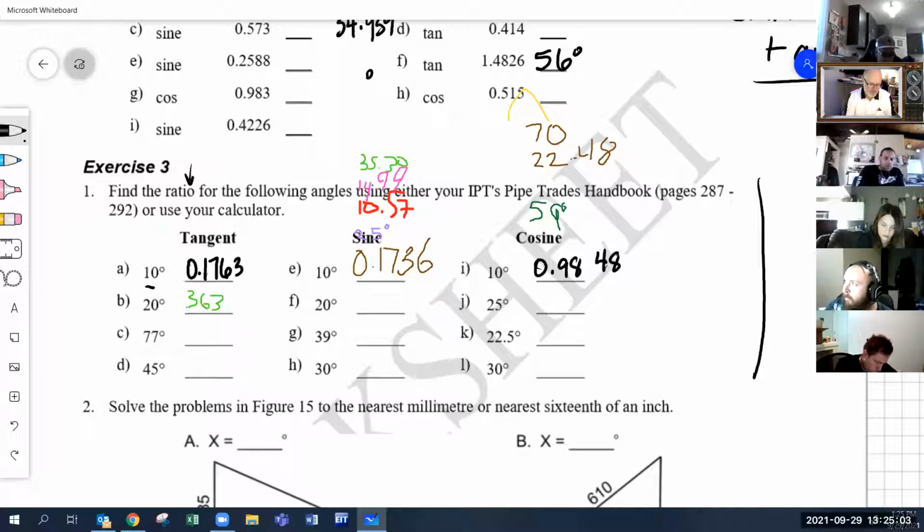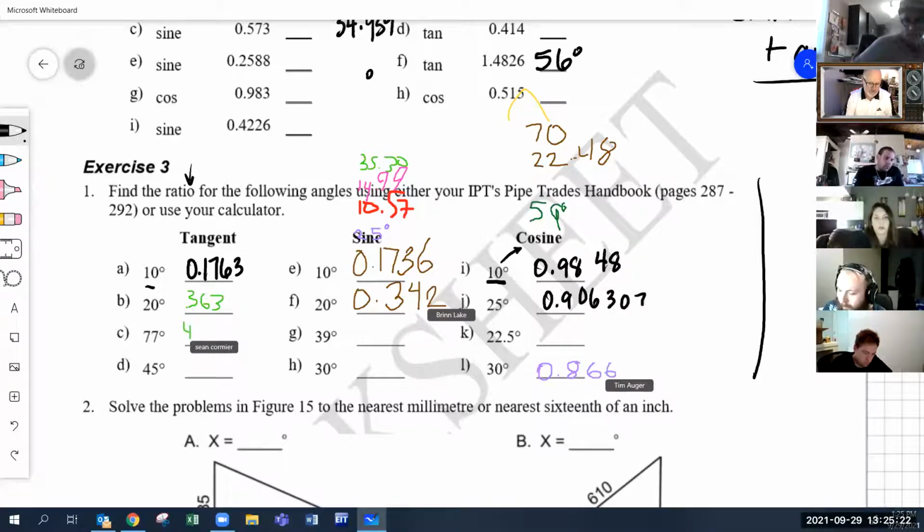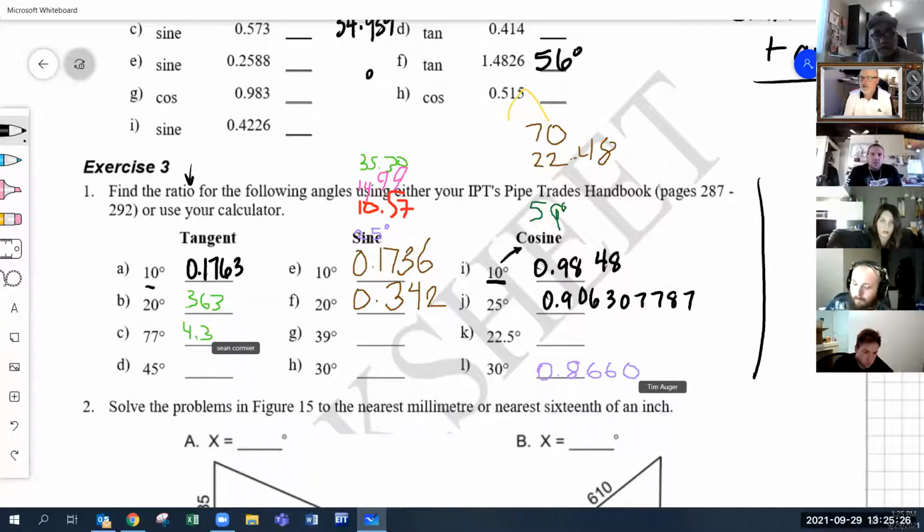So when you find the ratio, you don't need to hit the shift, right? No, not for this one. You hit the degree angle and then whatever it is you want. Yes. Okay. Okay. Yeah. See? Excellent. This is good.